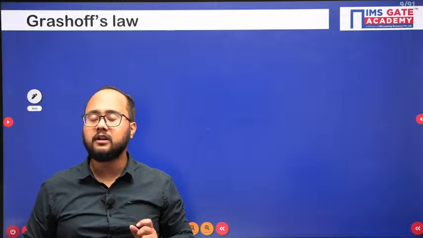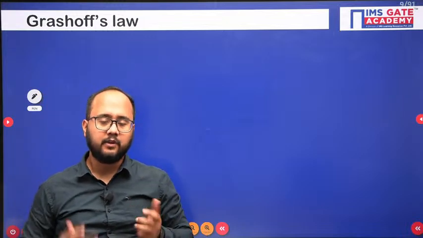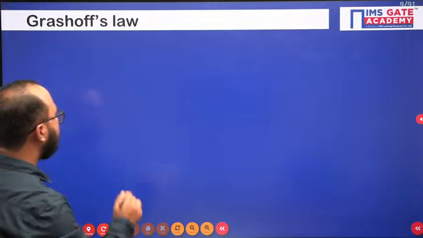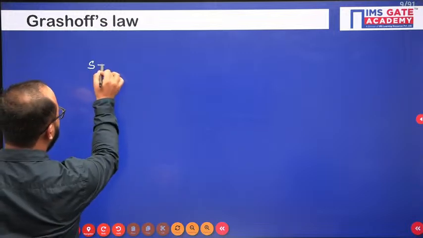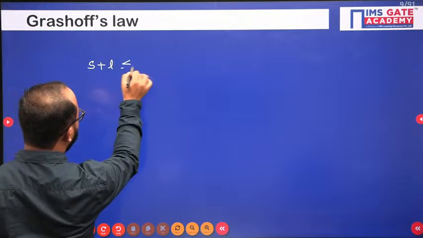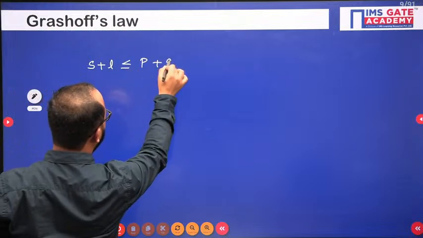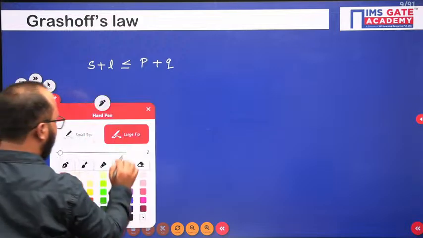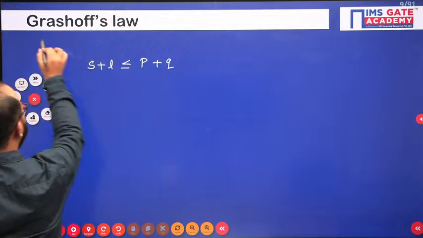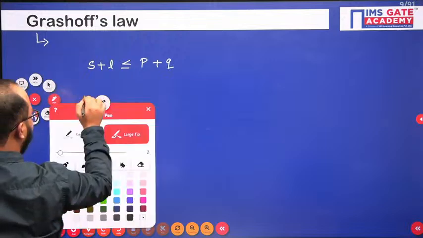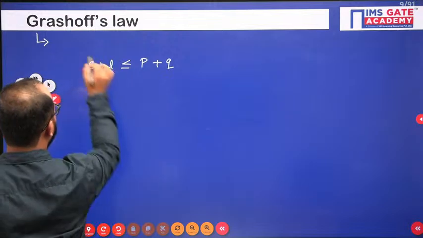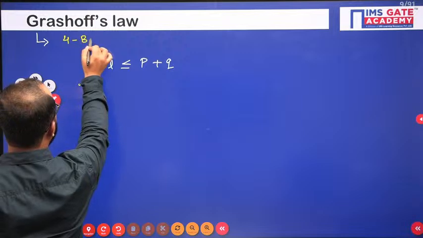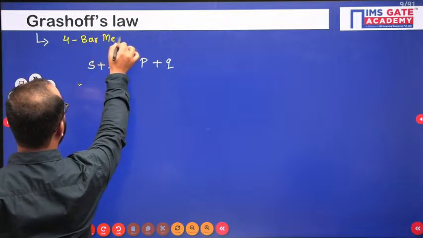So you should know the basic conditions, because Grashof's law usually says smallest plus longest should be less than or equal to the sum of the other two link lengths. First of all, this Grashof's law is given for a 4-bar mechanism. This is a very basic thing, everyone should understand.